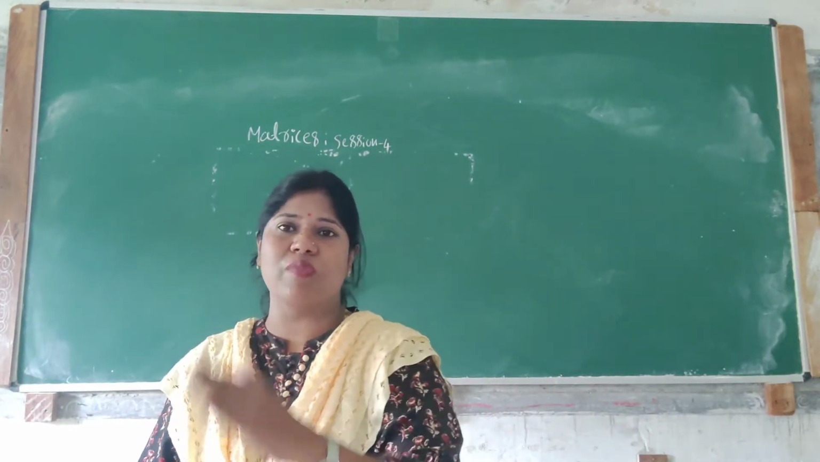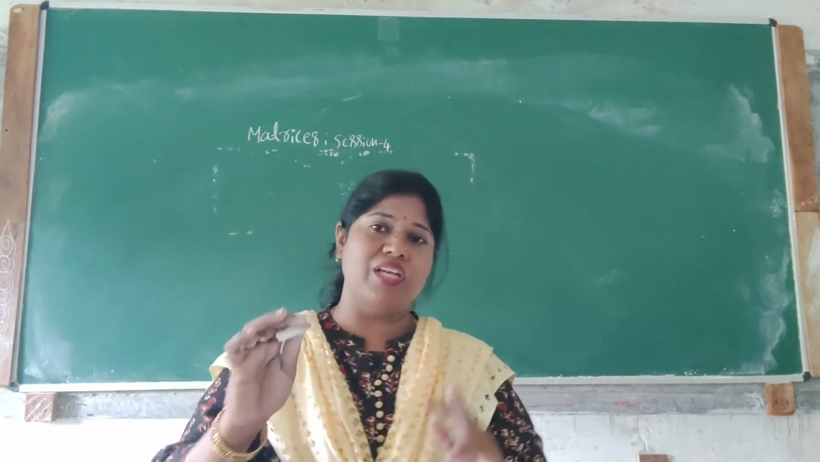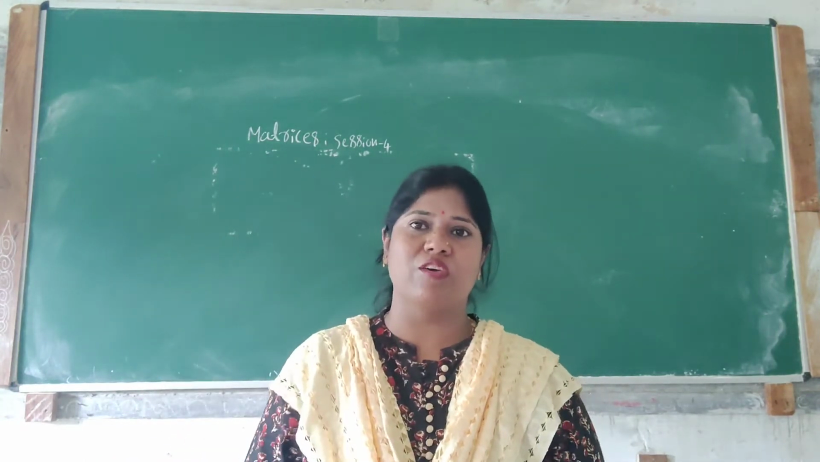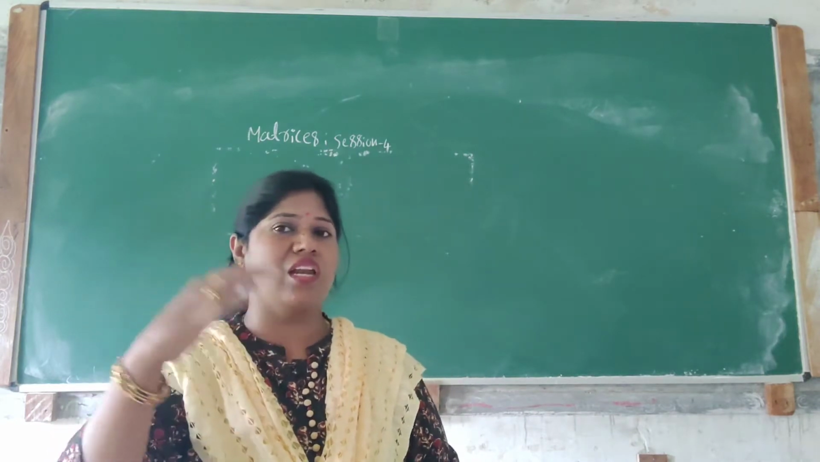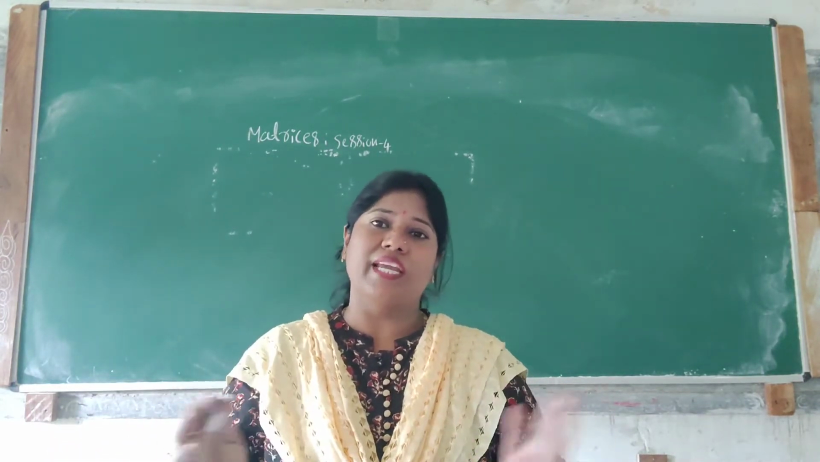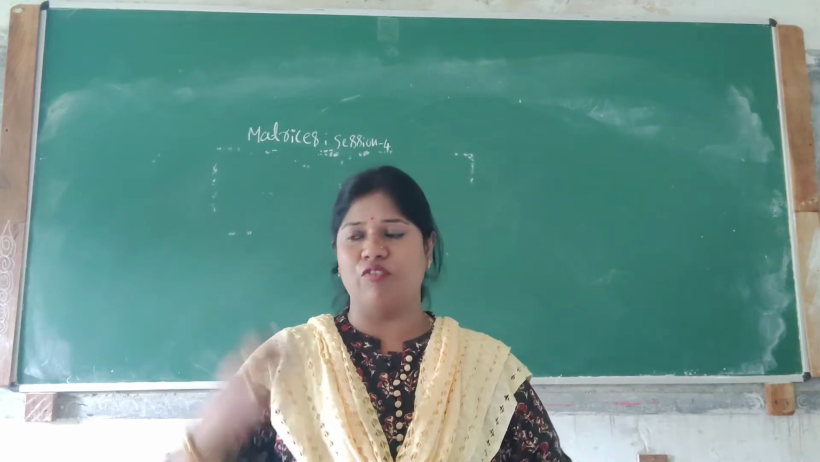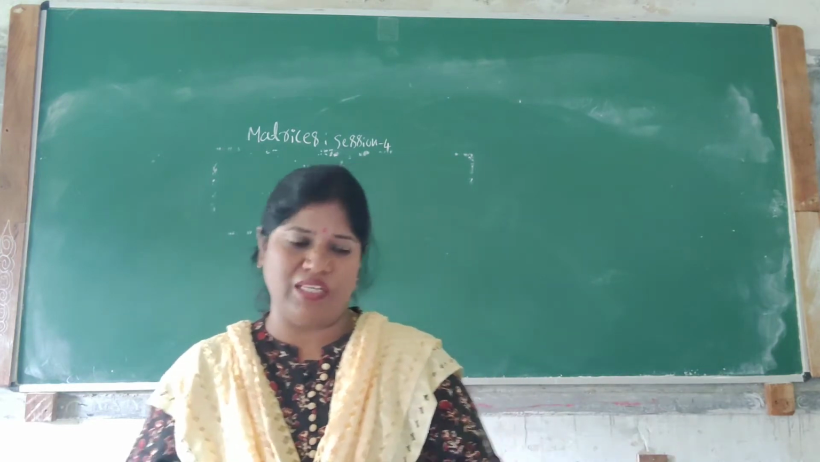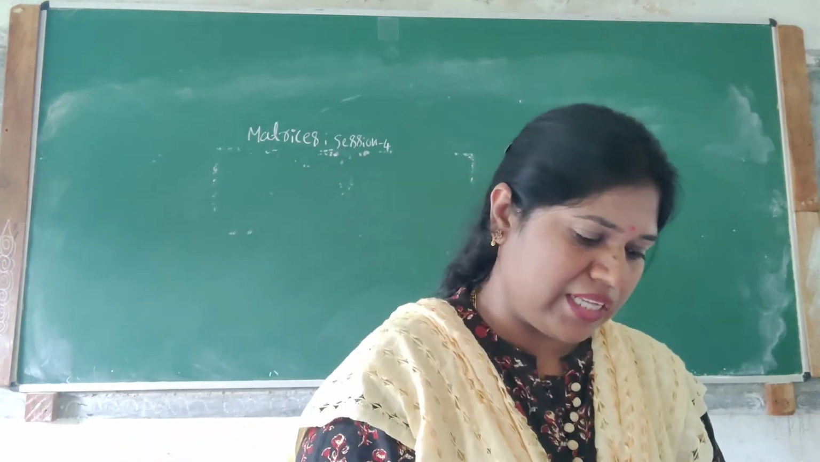Now in a skew symmetric matrix, A dash is equal to minus A. The principal diagonal elements should be 0 only. All the diagonal elements should be 0. After this, the non-diagonal elements should be symmetric but with the opposite sign. If it is plus, we have to write minus. If it is minus, we have to write plus.